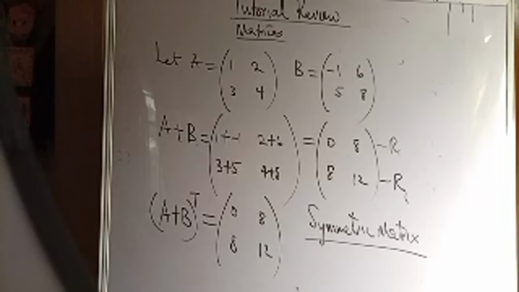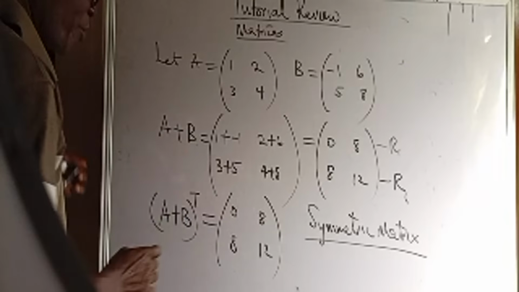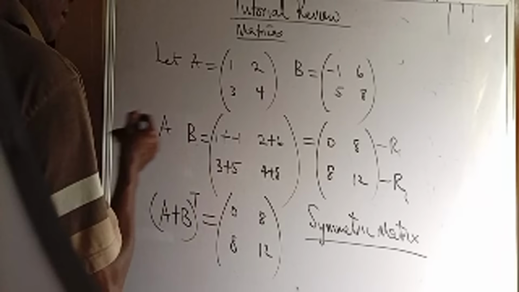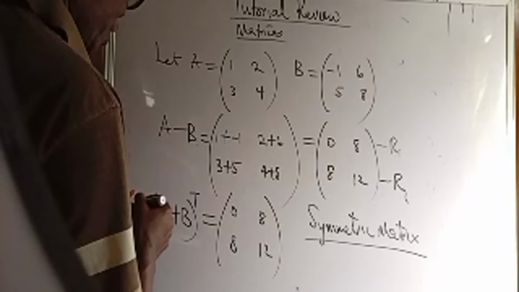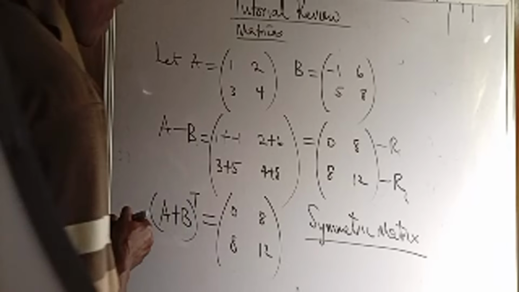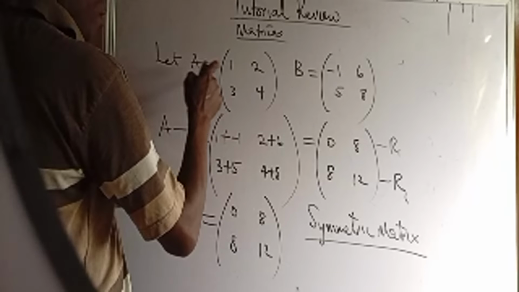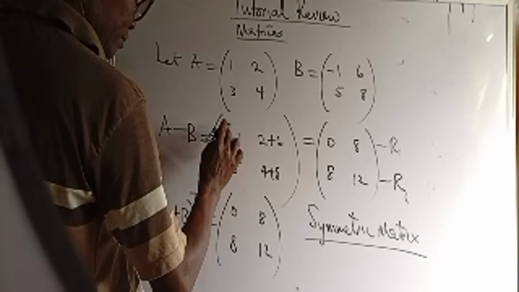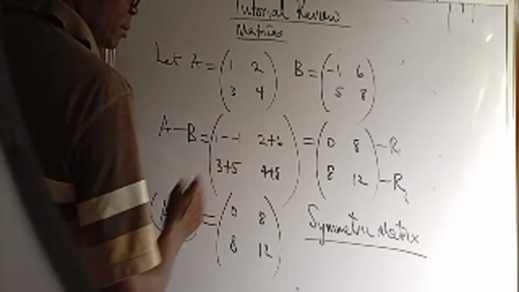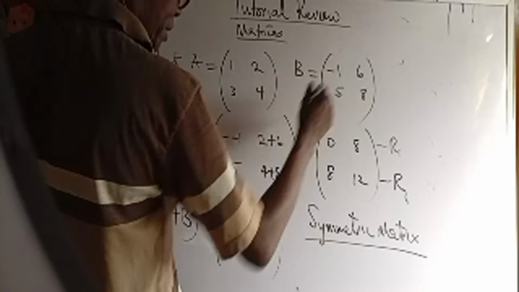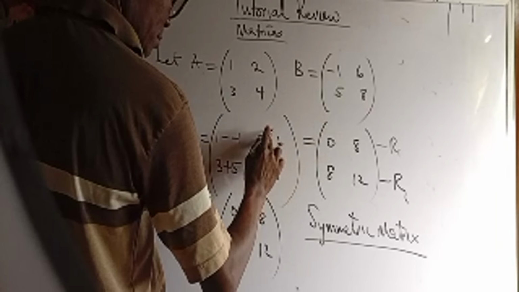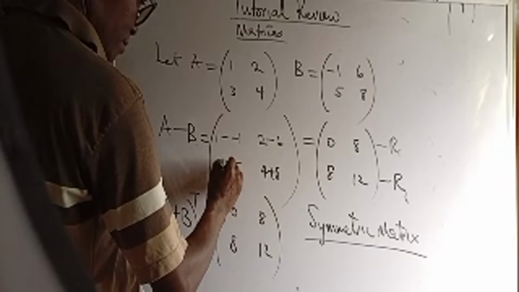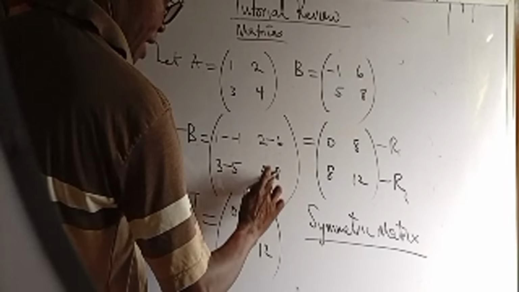Now let's look at the other operation. This time around, I want to use subtraction. A minus B. I will just change it so that we don't waste our time. So I'll put minus there now. Instead of plus there, minus 1. Then 2 minus 6. 3 minus 5. 4 minus 8.